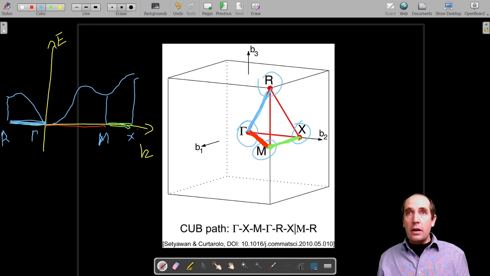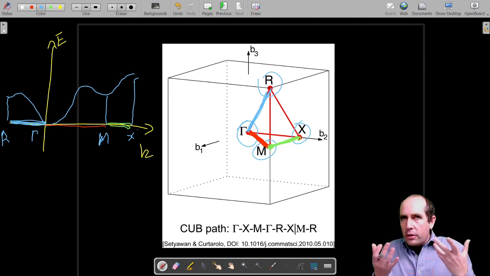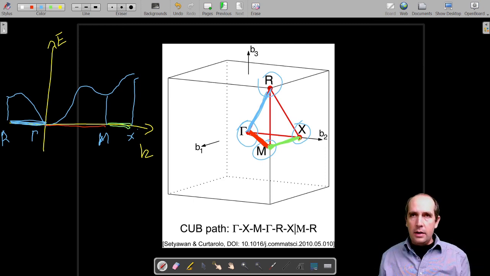So instead of having to draw something that is impossible actually to draw, this hypersurface that would need a four-dimensional space to be drawn, what we do is we just pick some trajectories within the first Brillouin zone that gives us enough information to know what the band structure will be for these materials.